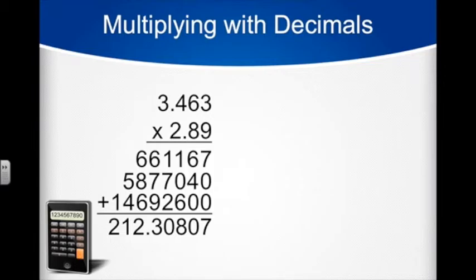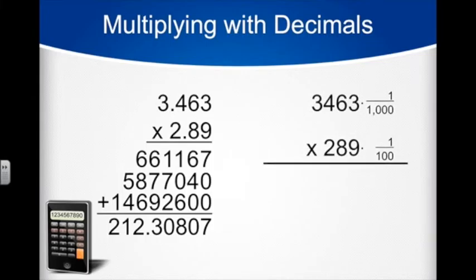We could rewrite our multiplication problem like this: 3,463 times 1 thousandth times 289 times 1 hundredth. The 1 thousandth takes the place of the 3 decimal places, and the 1 hundredth would have given us the 2 decimal places.